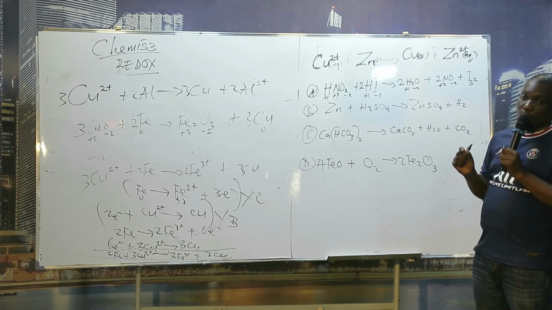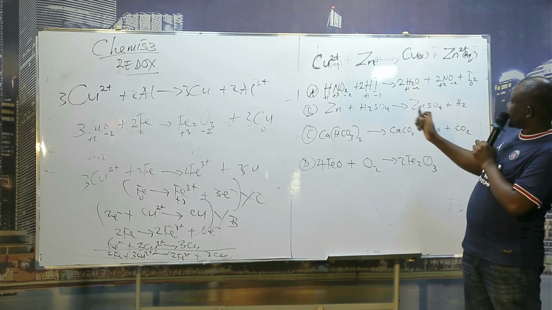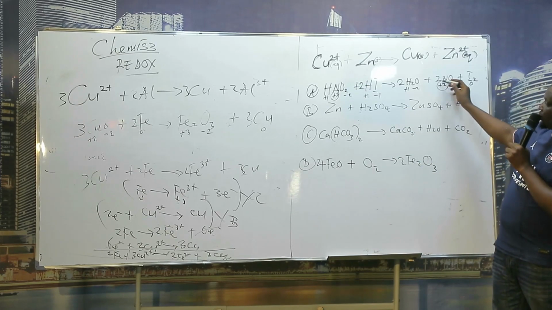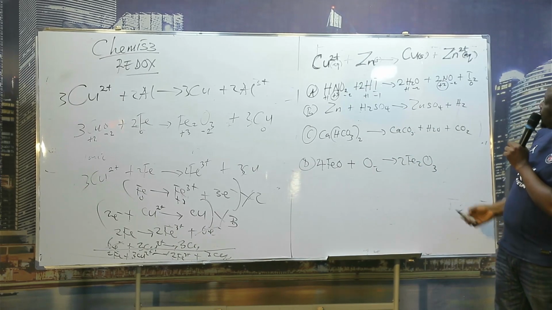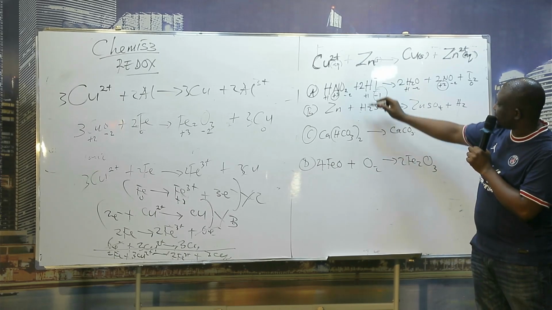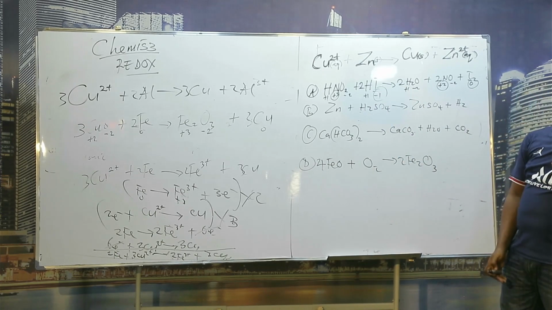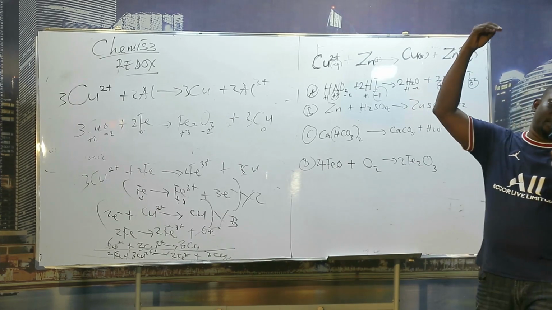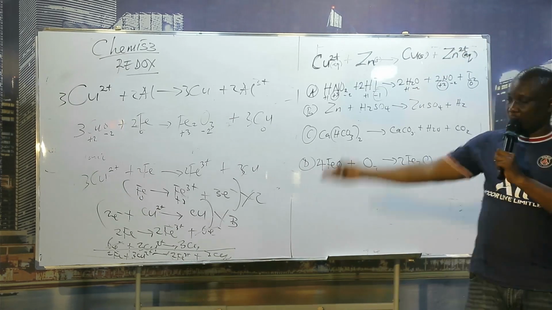Check if it's redox. Whenever a species, let's check. Nitrogen is what? 3, but what? 2. Reduced. Iodine is minus 1 here, 0. Oxidized. So any reaction whereby oxidation and reduction are going on at the same time in the same reaction is what? Redox. So that one is redox.